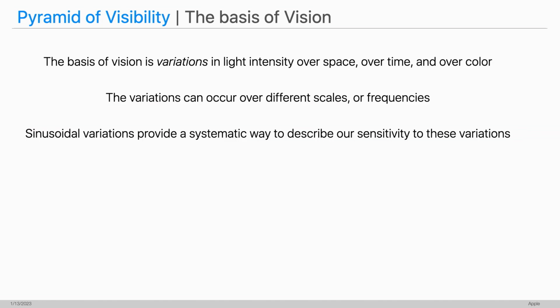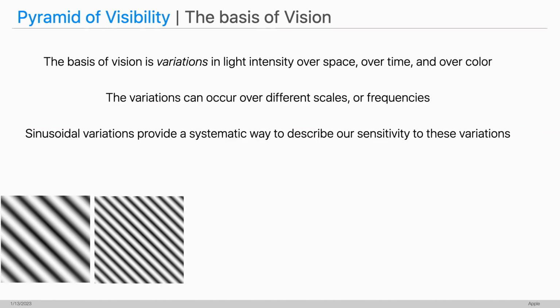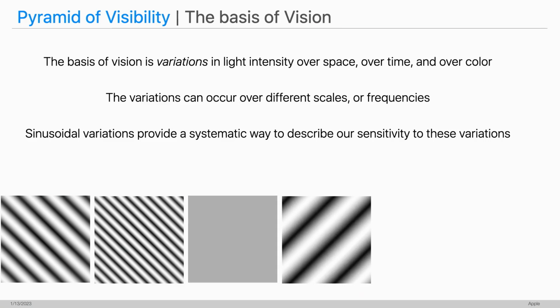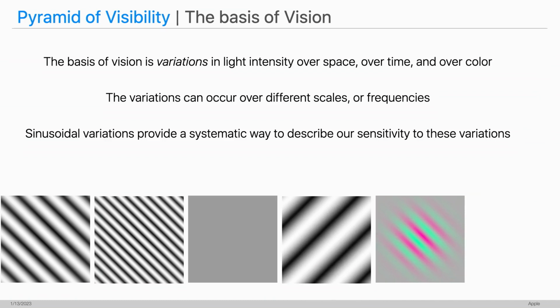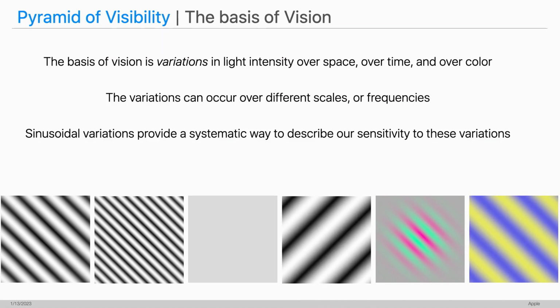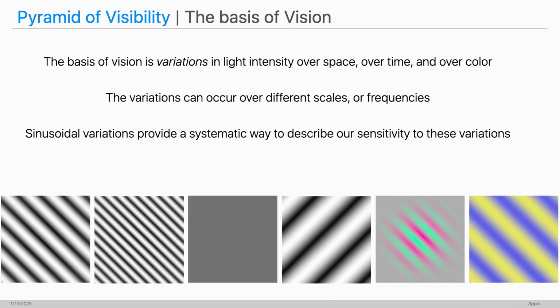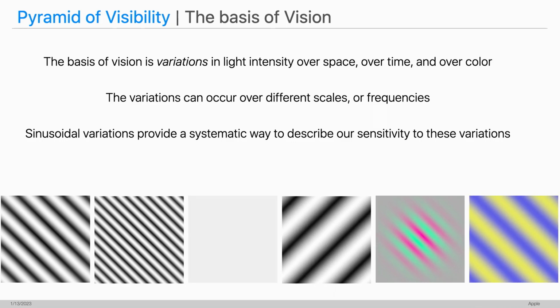Now here's a sinusoidal variation in luminance over space, and here's another one at a higher frequency, and here's a variation over time. And here's a variation over both space and time, producing a motion signal. Here's a variation of color over space, and here's a variation of color over both space and time. So those are the kind of signals that we're interested in, and if we put all those together, we can essentially create any image we want.